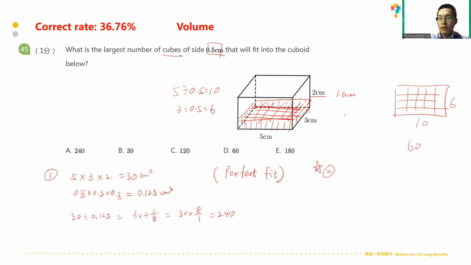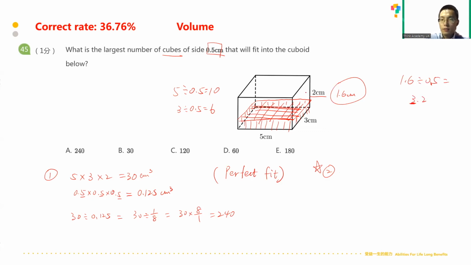Okay. And lastly, we look at the height, which I have changed into 1.6 centimeters. So for 1.6 divided by 0.5, we will get 3.2. So we can only fit 3 cubes. That means we will have 3 layers, but we cannot fit 0.2 cubes into the cuboid. So we have to round it down to 3. See, this is why we cannot use the first method anymore. It will give us a decimal number, and the decimal number is not what we want.